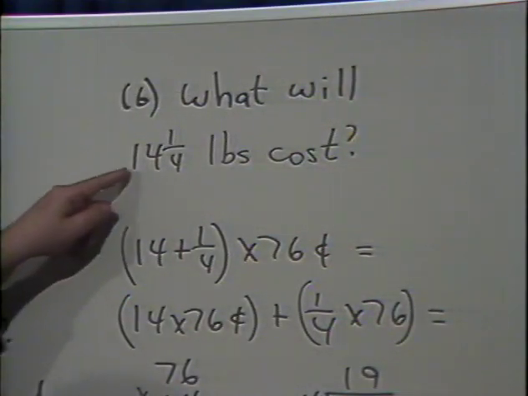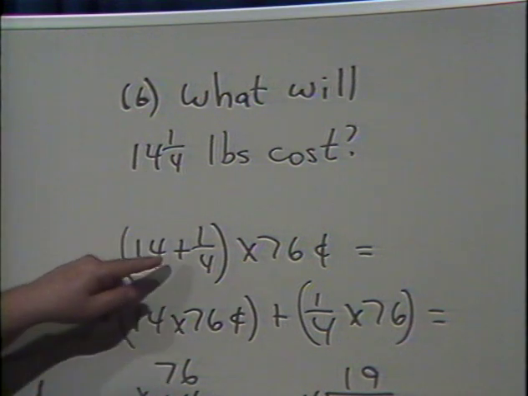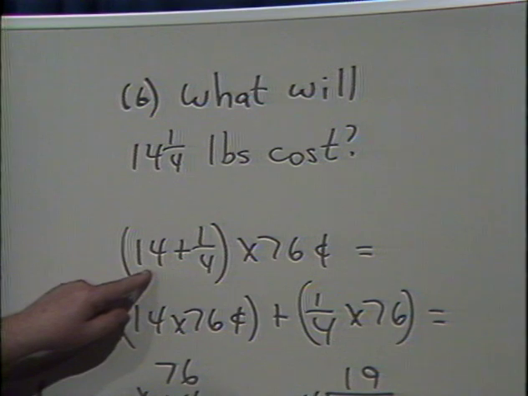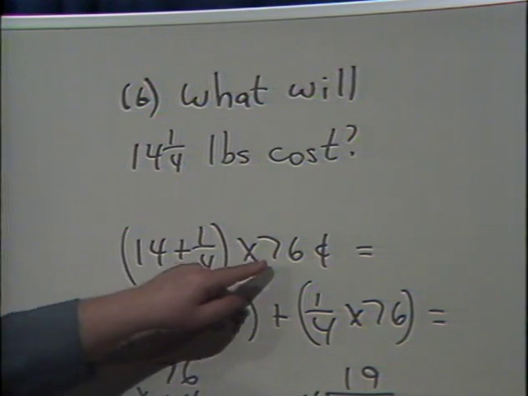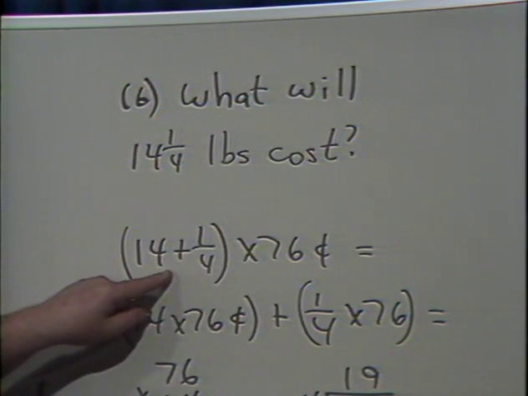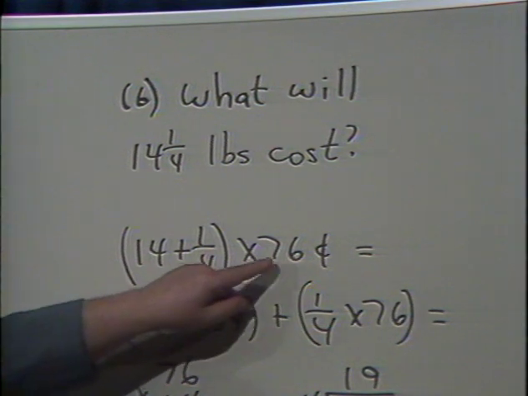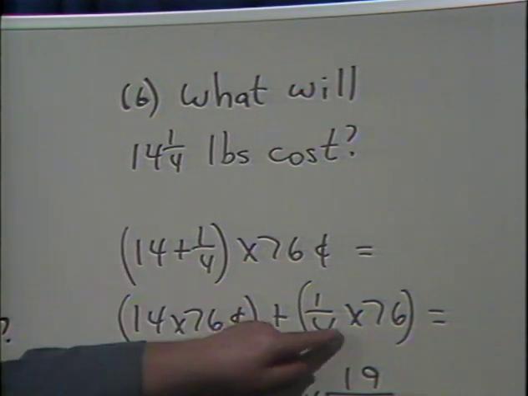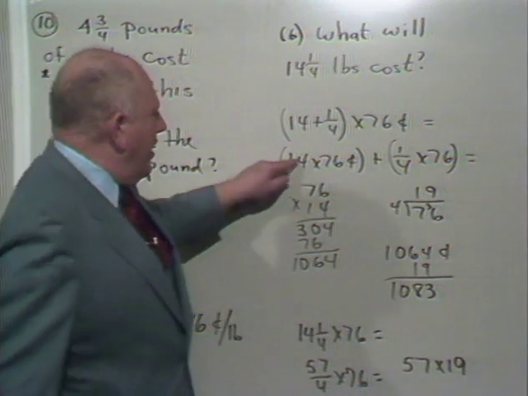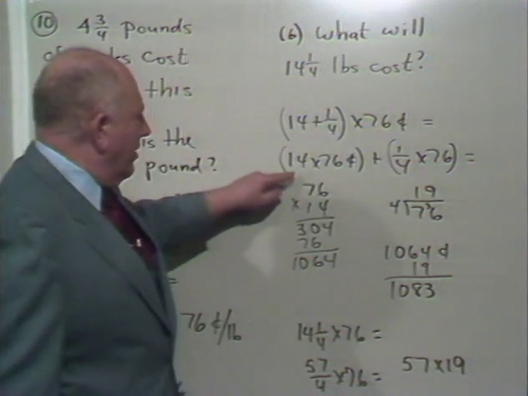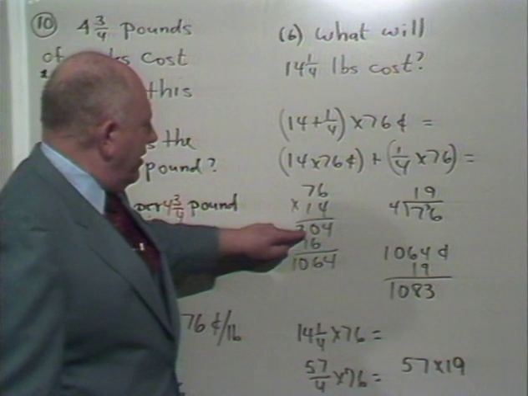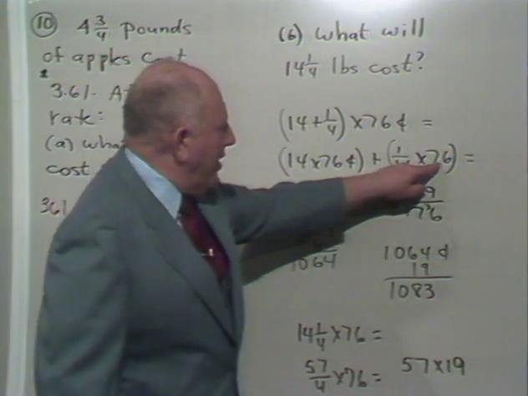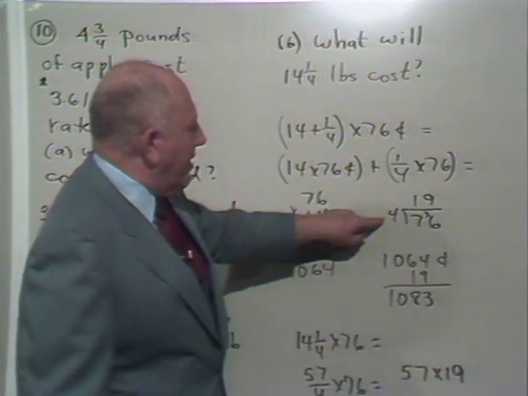See, to find the price of 14 1/4 pounds, I take, what, the 76 cents a pound, and multiply that by the 14 1/4. And by the way, if I want to do this as a bilingual, the 76 multiplies the 14, and the 76 also multiplies the 1/4. In other words, it becomes a distributive property problem. 76 times 14 comes out to be 1064. 1/4 times 76 means 76 divided by 4.